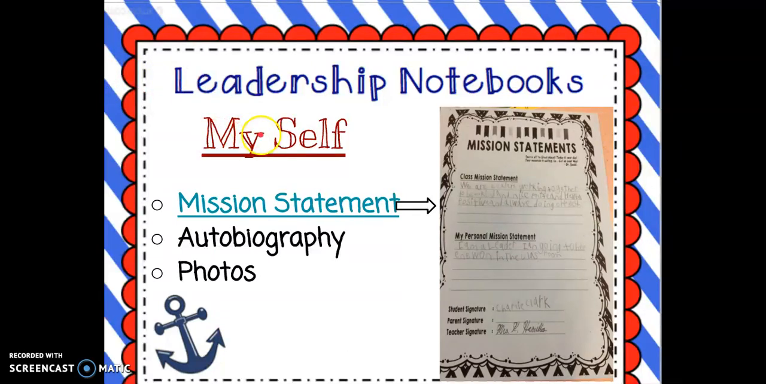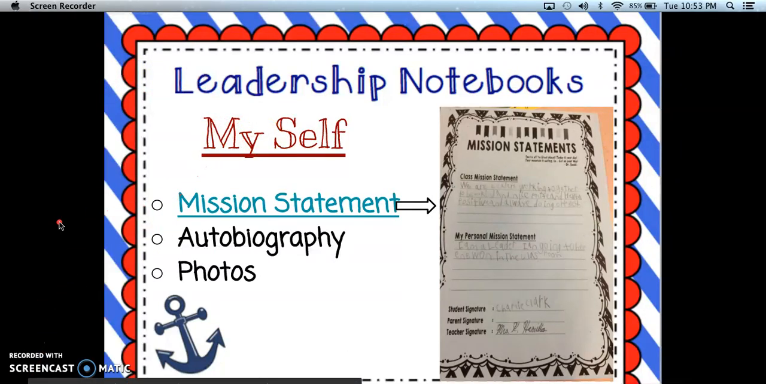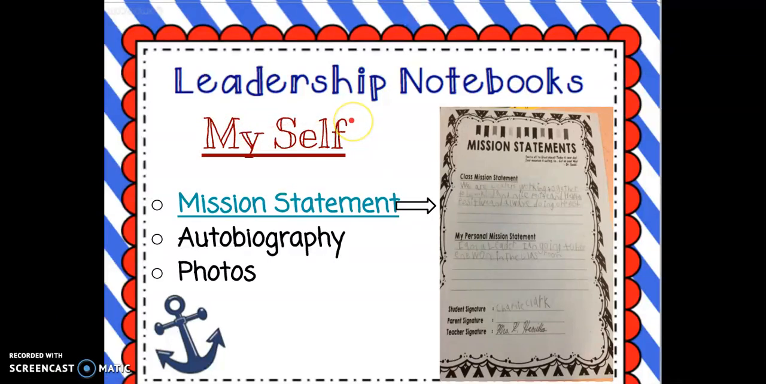So the first tab is the Myself tab. And behind the Myself tab, you're going to have 3 things. You're going to have a mission statement, an autobiography, and photos. So this is so when the student is sharing their leadership notebook with a community member, an accountability partner, anybody in our school, they can kind of introduce themselves. So this is an example that Sarah Ann had on her blog. It had the students' classroom mission statement and then their personal mission statement.